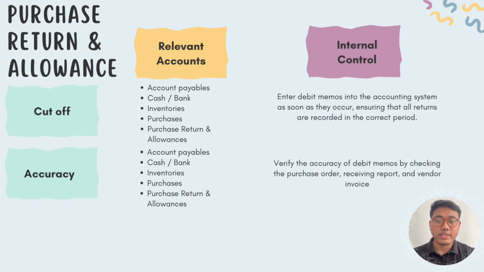Let's move to accuracy, which ensures that all return values and details are correct and supported by documentation. Relevant accounts related to this point are accounts payable, cash or bank, inventory, purchase return and allowance. To ensure accuracy, internal control must focus on verifying the debit memo against three documents: the purchase order, the receiving report and the vendor invoice. This cross-verification process helps confirm that the return is valid, correctly priced and properly approved.